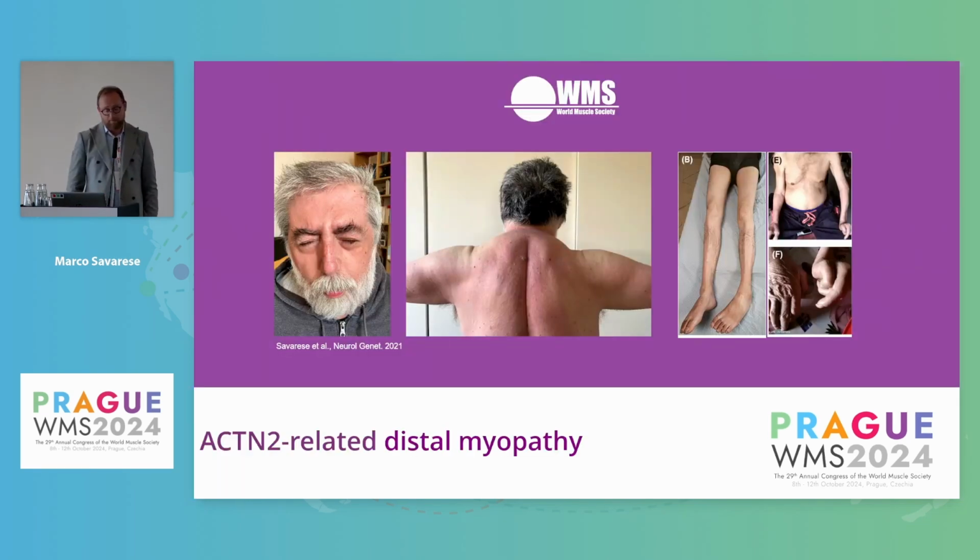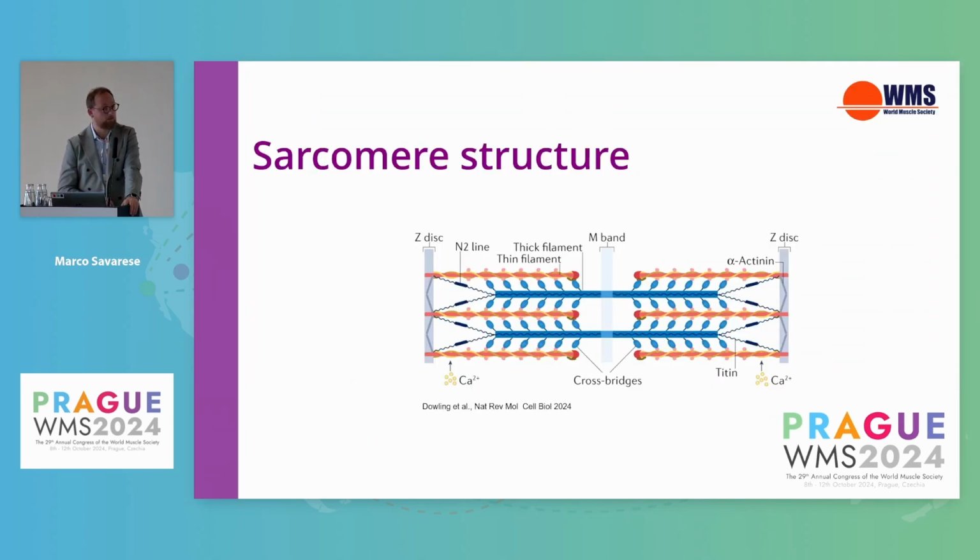Second example, the alpha-actinin 2 related distal myopathy. What you see here is one of the patients that we reported a few years ago. This also is a complex disease because it's again a protein of the sarcomere. Actually, this is a protein of the Z disc. And it's a tiny protein, but extremely conserved, which means that, unfortunately, there could be missense changes, and they are really difficult to interpret.